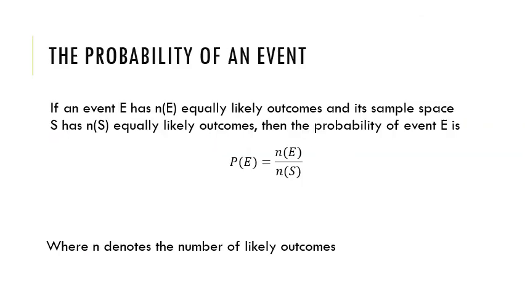Alright, so next we have probability of an event. For an event E with equally likely outcomes and its sample space, the probability is outcomes over sample space.